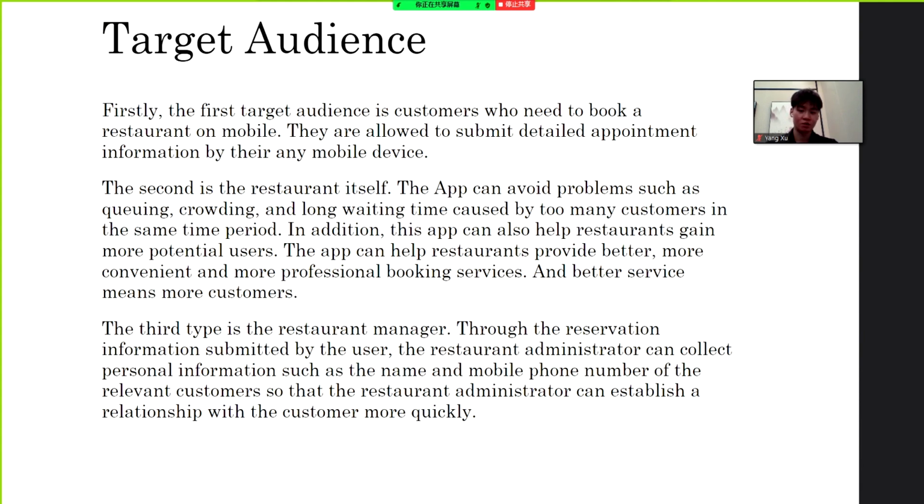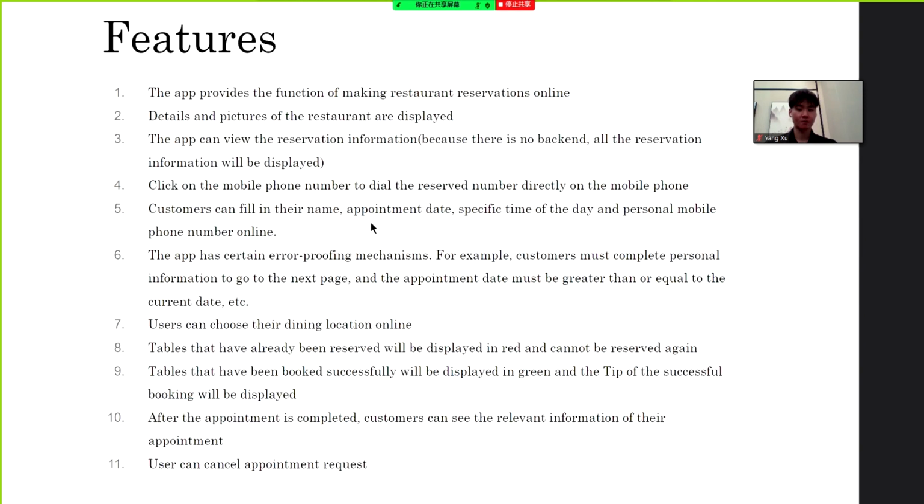The third type is the restaurant manager. From the reservation information submitted by the user, the restaurant administrator can collect personal information such as the name and the mobile phone number of the relevant customers, so that the restaurant administrator can establish a relationship with the customers more quickly. The next part, I will introduce the features our application contains.